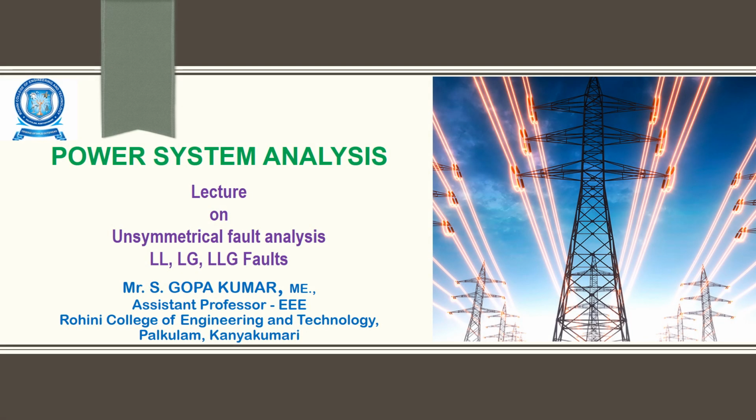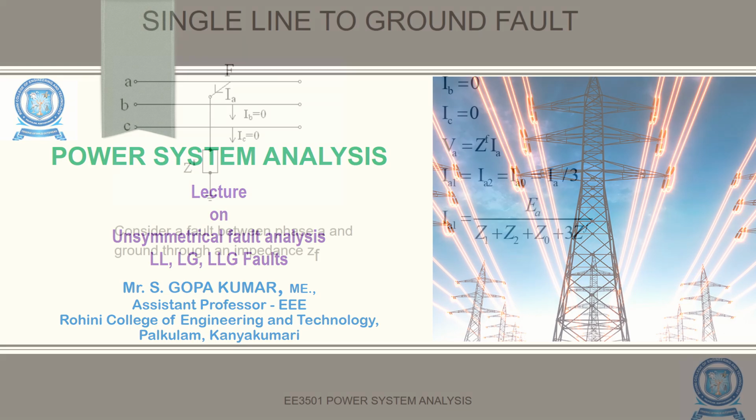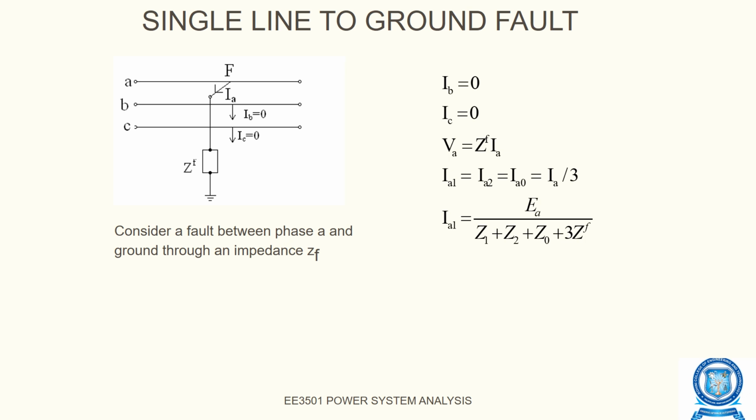Welcome, you all. In this session, we are going to discuss unsymmetrical fault analysis, that is, line to line fault, line to ground fault, and double line to ground fault. After successful completion of this session, the student will be able to analyze unsymmetrical faults such as line to line fault, line to ground fault, and double line to ground fault in a power system network.